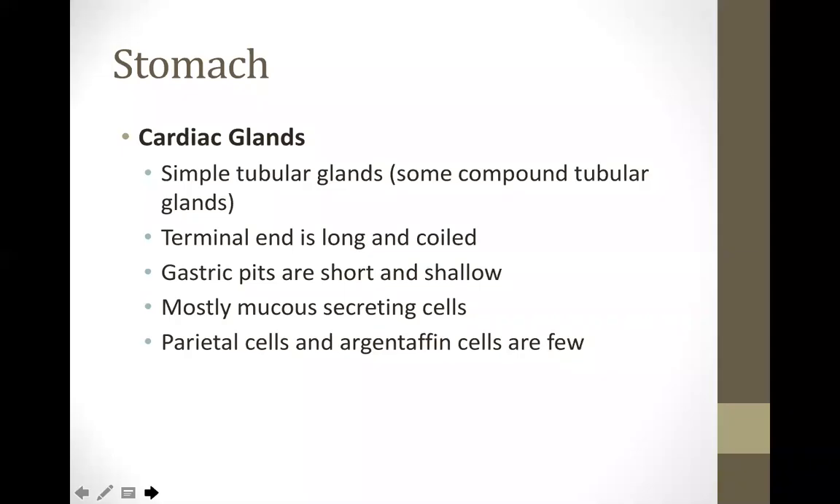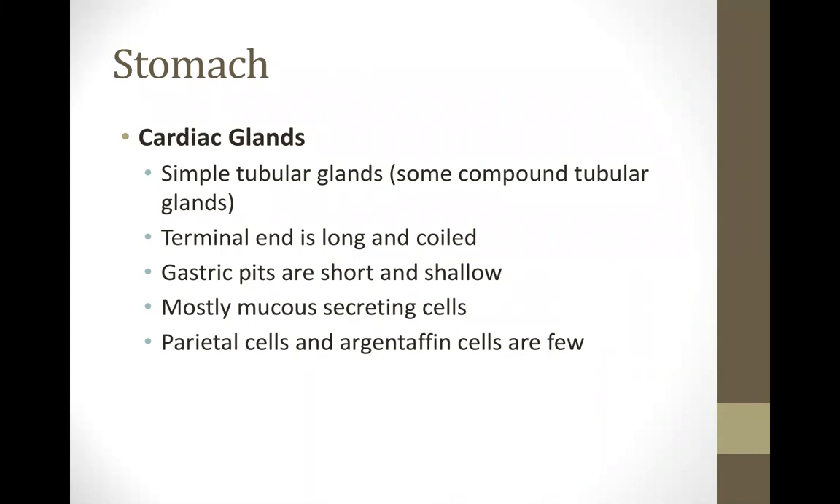Let's start with your cardiac glands. Now, the cardiac glands, that's the most proximal to the esophagus. Their glands are your simple tubular glands. The terminal end is long and coiled, and the gastric pits are short and shallow. So would you imagine a shorter gastric pits pero yung end niya is long? So they are mostly mucus secreting cells. What do you mean by that? Mucus neck cells ang predominant ng cardiac glands.